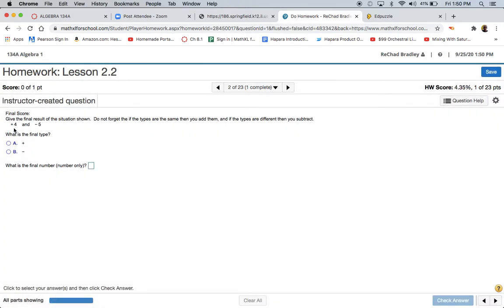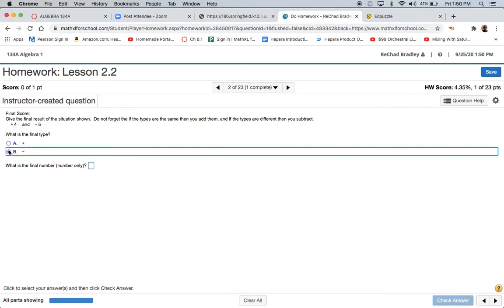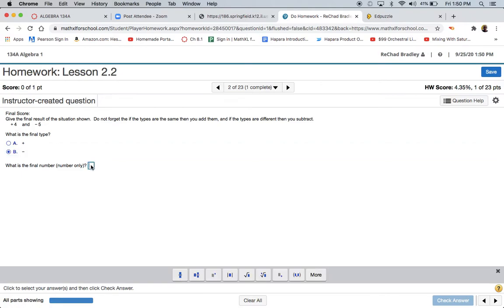Yes, finally something different. Positive 4, negative 5. The winner should be the negative because there's 5 of them. If they were competing, the negatives would win by 1.